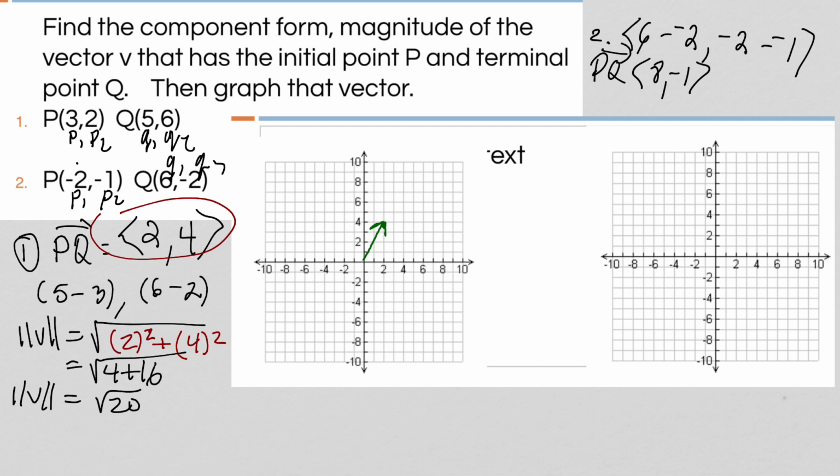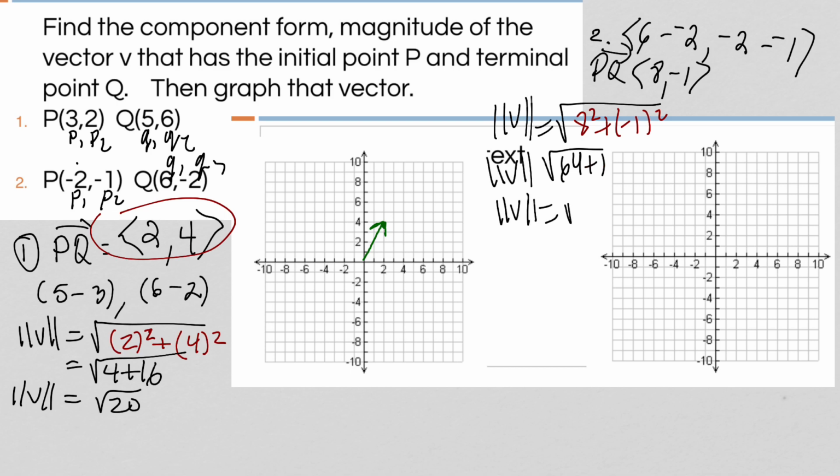I'm going to now do the magnitude. So the magnitude again is that formula, square root. What am I going to be plugging in? My 8 squared plus negative 1 squared. And I get that to be the square root of 64 plus 1. So the magnitude, the length of this vector, is square root of 65. And then what do I graph? I graph again this one right here, the 8, comma negative 1. So 8, negative 1 is right here. And then I do the direction from the origin towards that point, right like that.